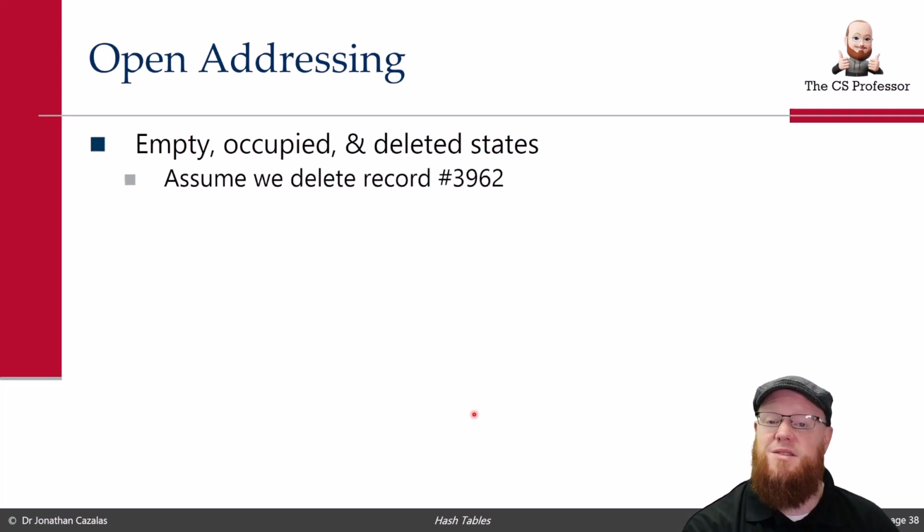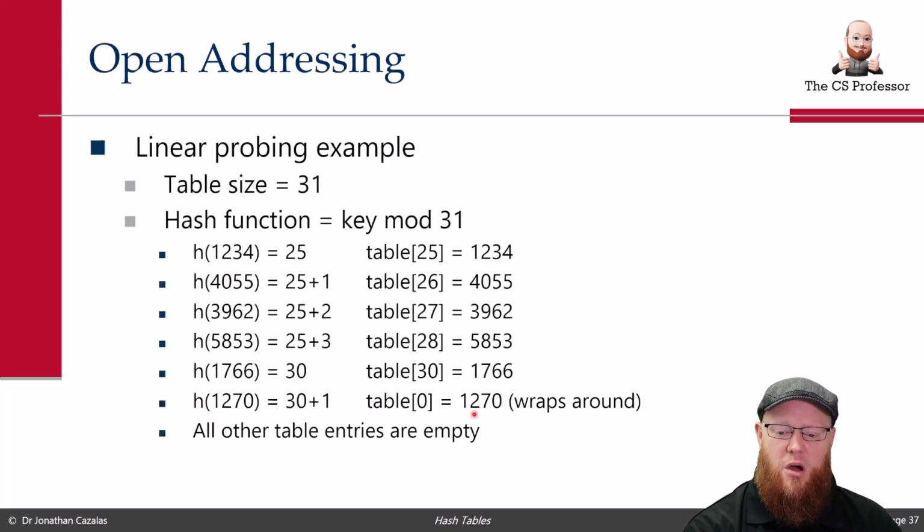So imagine if we wanted to delete record 3962 on this previous example. So here we have record 3962. Imagine we deleted that person from the hash table. So now index 27 is available, right? It's empty. If we didn't have a state, we would just know no one's at index 27 and we can save someone there.